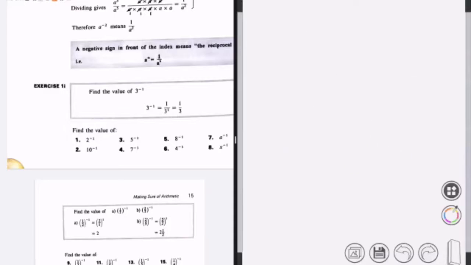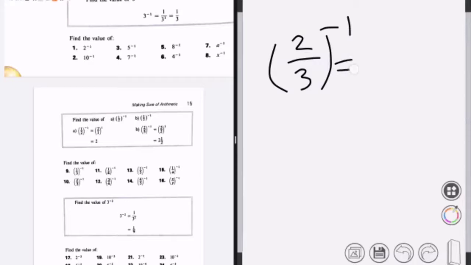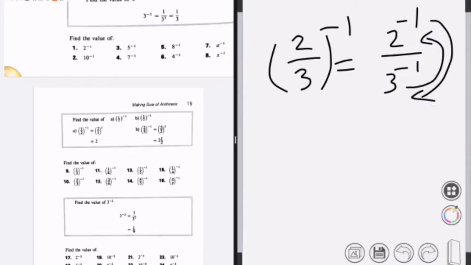So we will go to the next. 2 over 3 power minus 1. In this situation, you will bring this 3 up and 2 down. Why? Because you can see here the power minus 1. When this 3 goes up, its power will become positive. When this 2 comes down, its power will become positive. So it will be 3 power 1 over 2 power 1. So you can write 3 over 2.